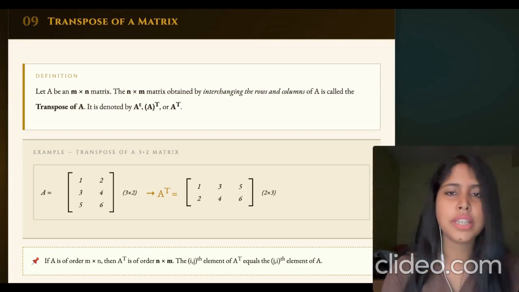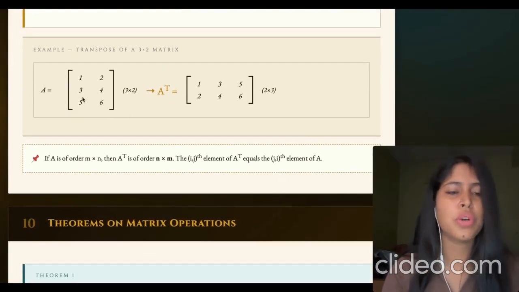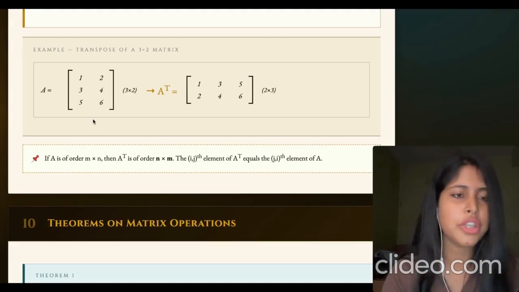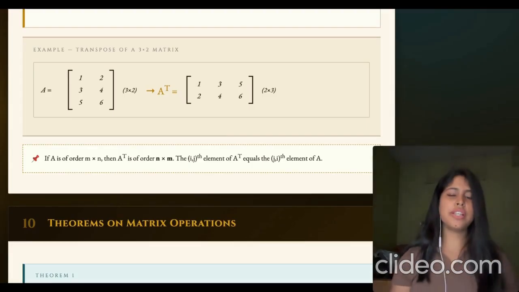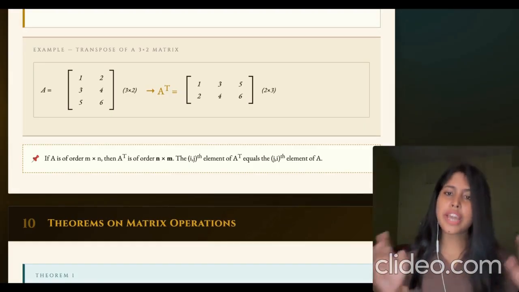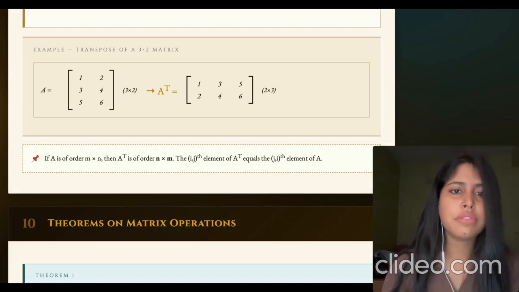Now see in this example, here we can see what is the order. It is 3 cross 2. Why 3? Because there are three rows and there are two columns, right? But in the transpose, there will be only two rows and three columns. And how will you change it? See, you can notice that the first row of A becomes the first column of A transpose, and the second row becomes the second column. Every row flips into a column. Now, if I have to show you, see 1, 3, and 5, here it is 1, 3, and 5 as the column, as a row, right?